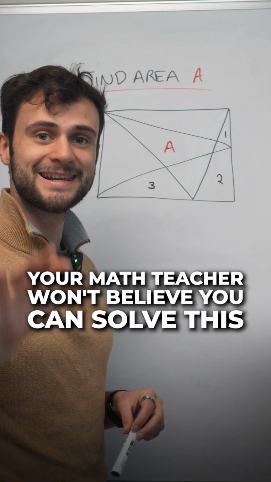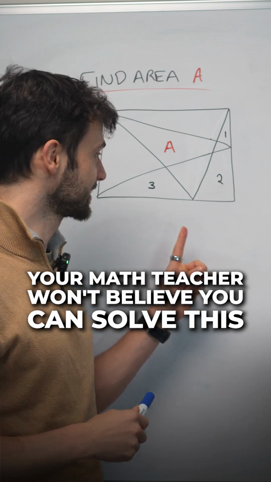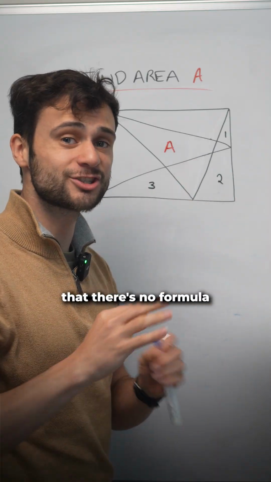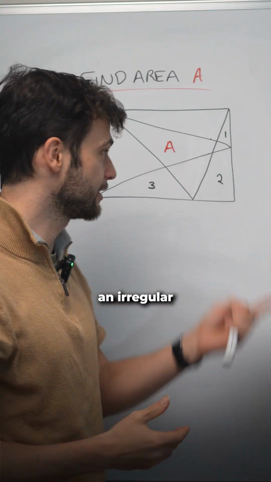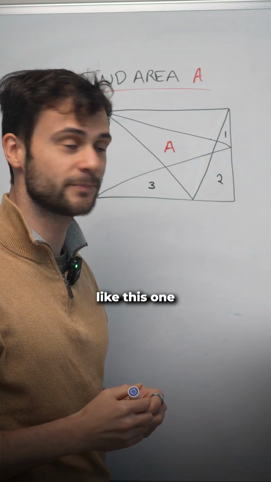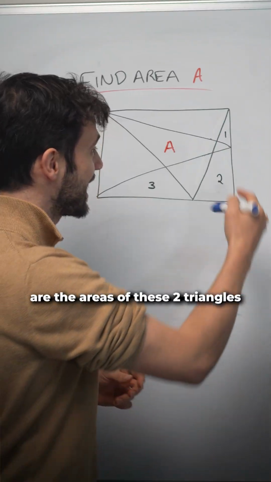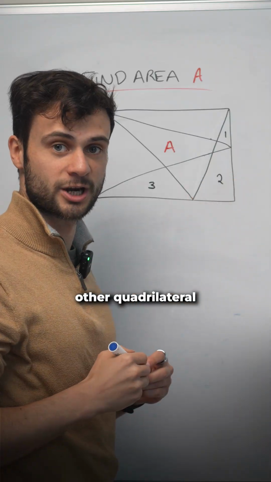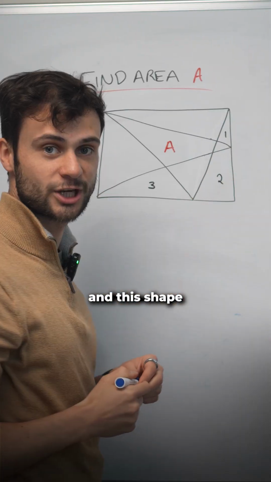Your teachers won't believe that you can solve questions like this. So this is asking you to find the area of a quadrilateral. Now you may know that there's no formula for the area of an irregular quadrilateral like this one. And the only things that you do know are the areas of these two triangles are 1 and 3, and the area of this other quadrilateral is 2. And this shape is a rectangle.